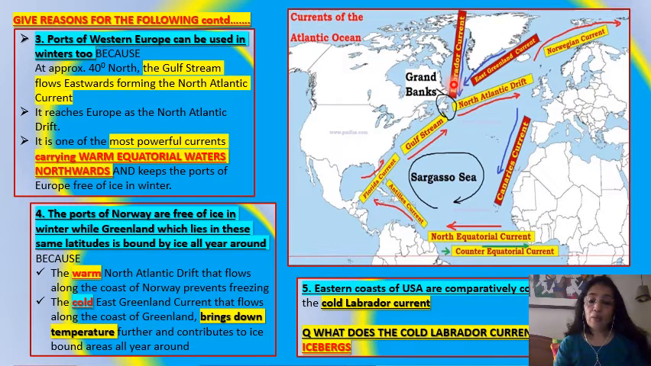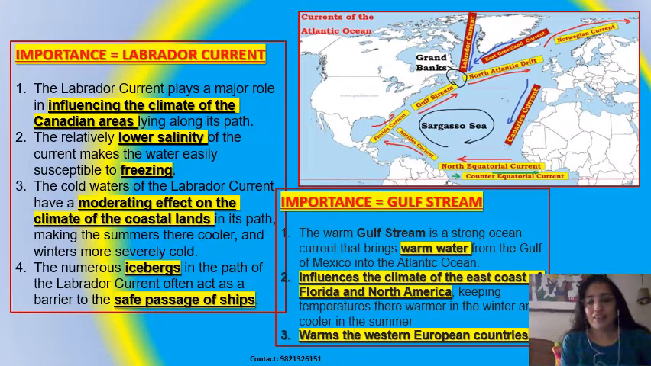What does the cold Labrador current do? It brings cold waters and therefore it cools the climate of those areas lying next to it on the continents. Okay. So this is a very important part of this chapter.